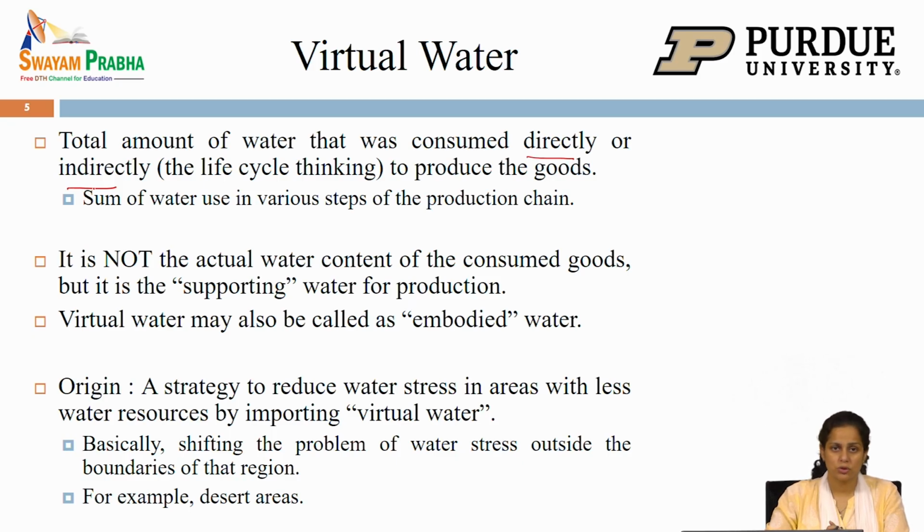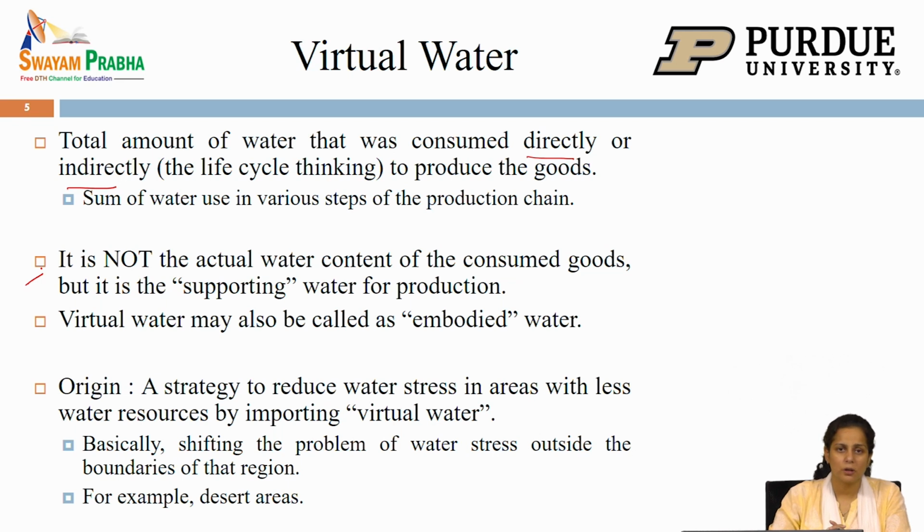Hence, that is called virtual water because that is being consumed upstream. So, in a simple way, the way we can understand virtual water is that it is the sum of water used in various steps of the production chain. You can see that it is not the actual water content of the consumed goods. Sometimes people get confused into thinking that virtual water means that there is this much amount of water contained in that product, and that is not the correct interpretation. The correct interpretation of virtual water is that it is the supporting water for the production and not the embedded water in that product.